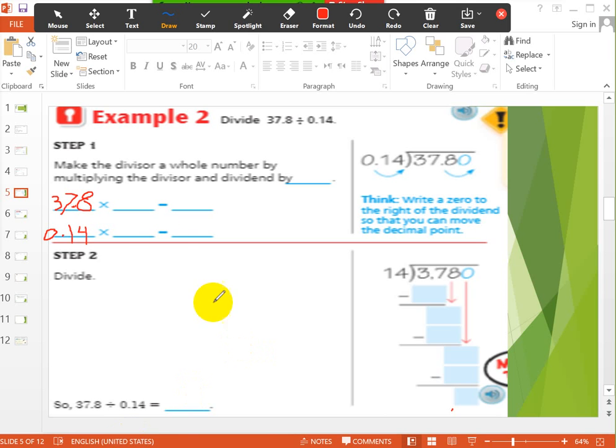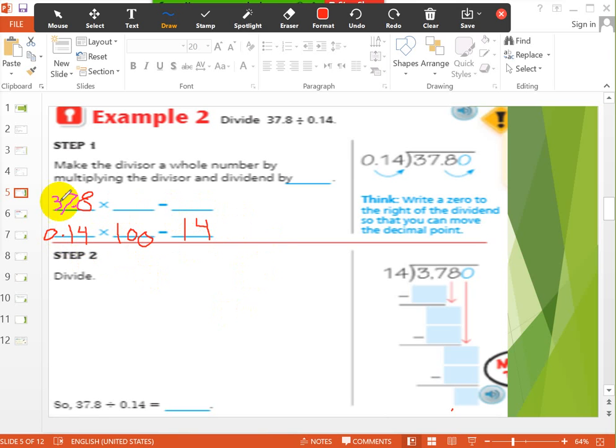So I will use 100 because I can't remove the decimal point in 0.14 if I multiply it with 10 only. So I have to multiply it with the second power of 10 to remove the decimal point. So if you multiply 0.14 with 100, the number will be 14, right? Because I will move the decimal point 2 digits, 1, 2, so it will be right here, so the number will be 14.